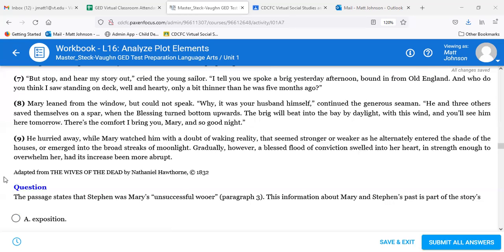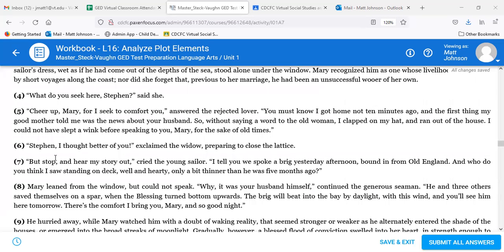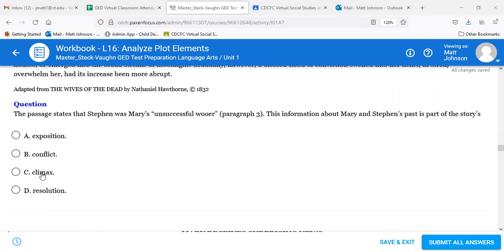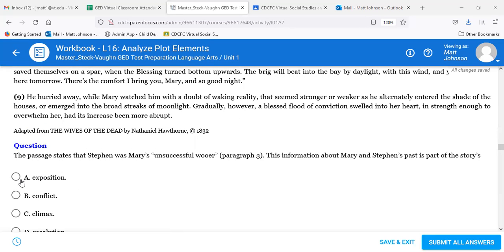All right. So now, as it turns out, Mary and Margaret's husbands are both still alive. Yay. So he's apparently survived, the storm must have capsized the boat or something. The Blessing, right? You can see it's capitalized. That's the name of the boat. So it turned bottom upwards. He managed to save himself. And this former unsuccessful wooer has delivered the message because he's also a sailor and has actually seen the husband.